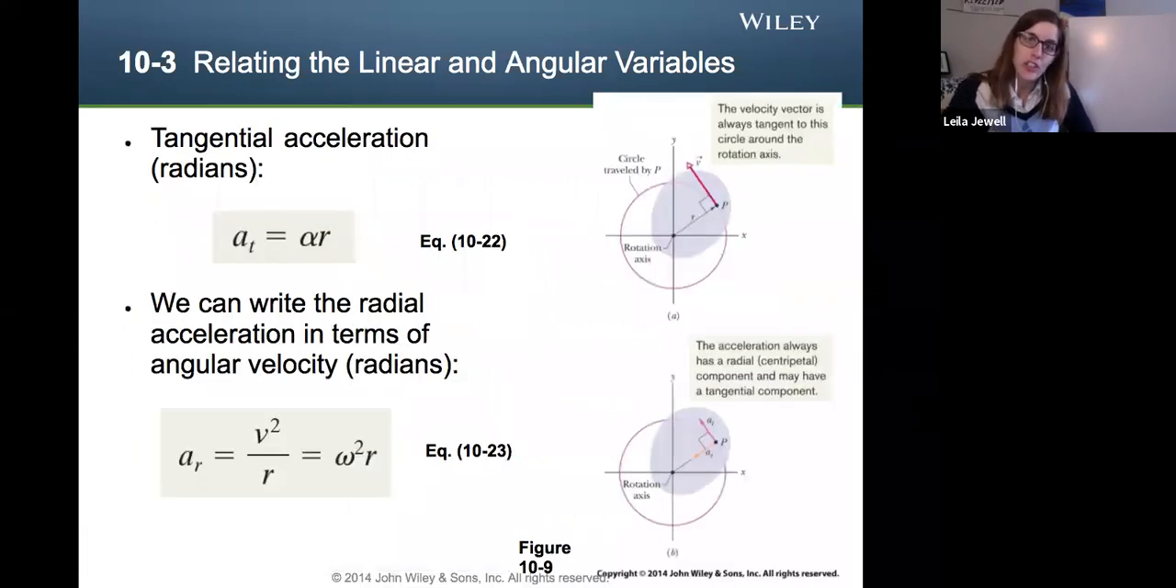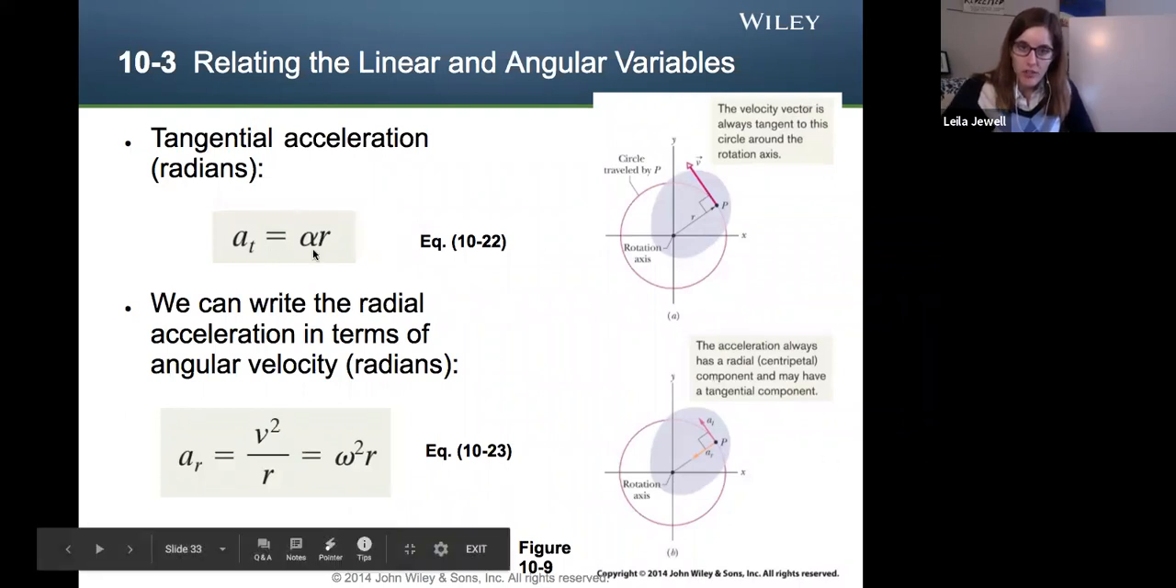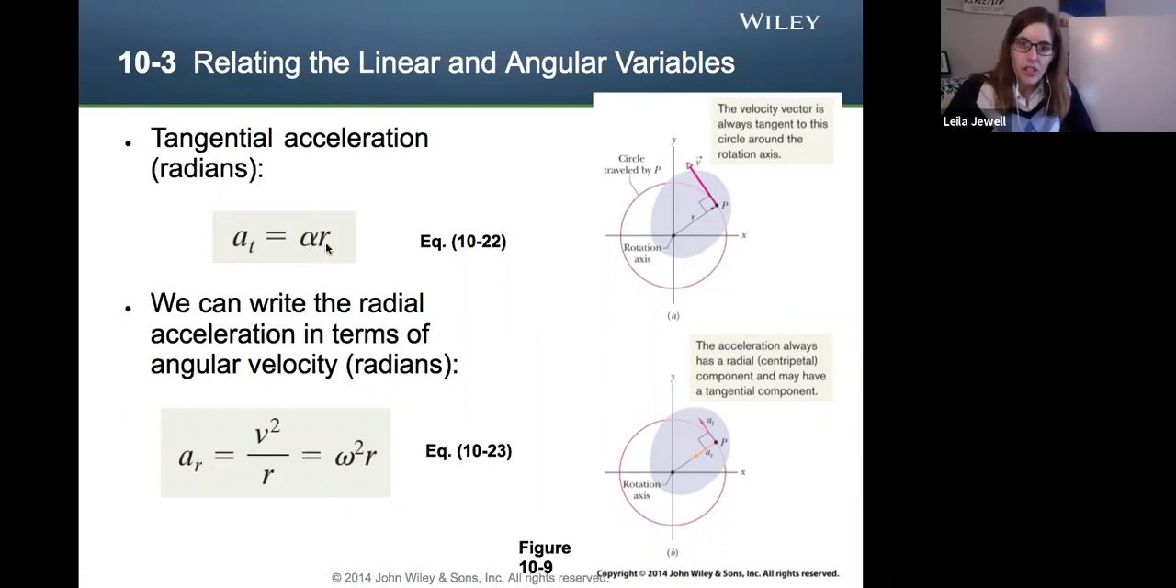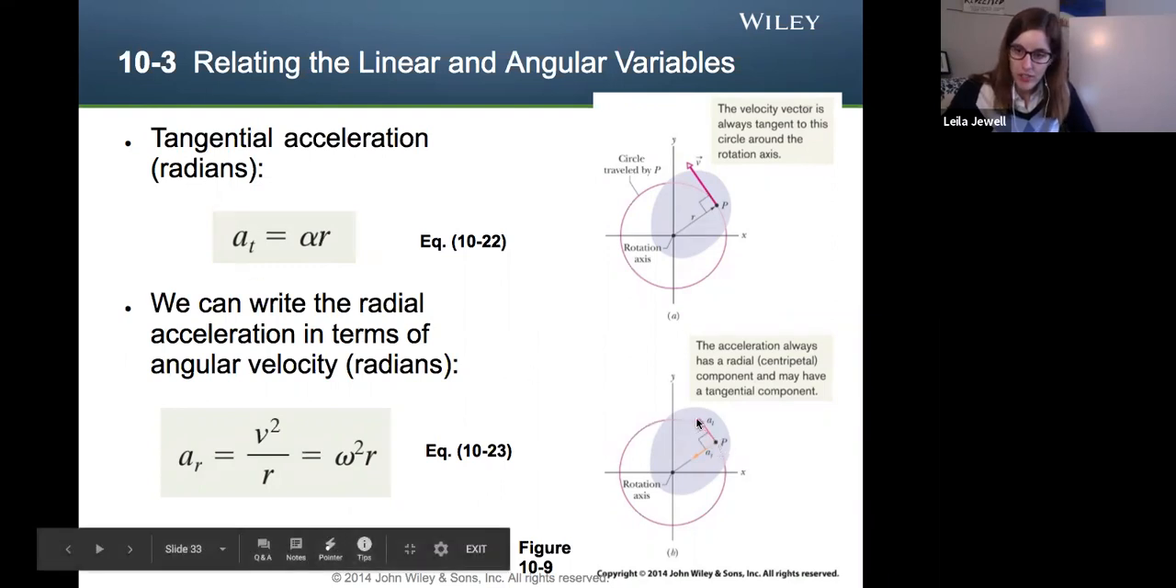Similarly, we can look at our tangential acceleration. And once again, radians really matter here. So if you have your angular acceleration in radians per second squared, which are the units of angular acceleration, and multiply it by the radial distance r, then you get the tangential acceleration, which is the acceleration that is tangential to the motion. So down here we have the acceleration shown at point P, and the tangential one is the one that's pointing tangential to that circular path being taken.